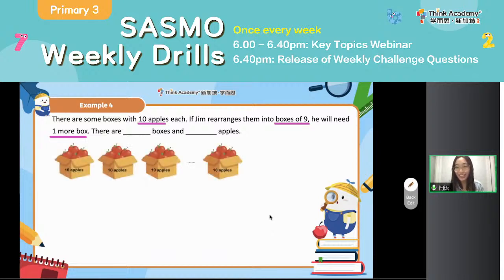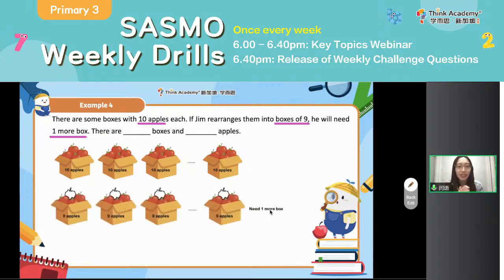Firstly, let's focus on the diagram and try to understand the question properly. If you distribute them into 10, 10, 10, 10, 10, it is perfectly distributed. And what if you distribute them into 9, 9, 9, 9, 9, 9? In the end, you need 1 more box. Now everyone, could you please tell me what the big difference is? We compare the scenarios, compare the result. What is the difference?